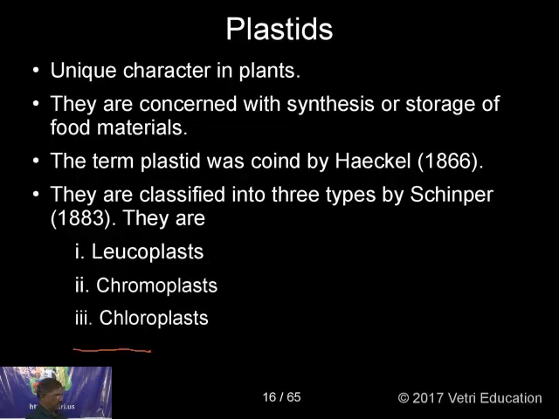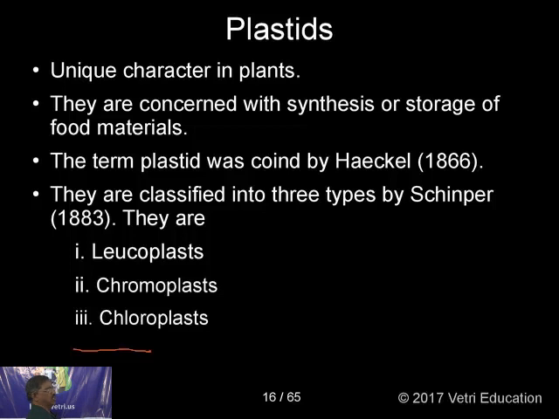So, the next cell organelle is another very important one because of the plants. They have the capacity to carry out photosynthesis. So, this is very important. The plastids are a unique character of plants; they are found only in plants, not in any other organisms. They are concerned with the synthesis and storage of food materials.